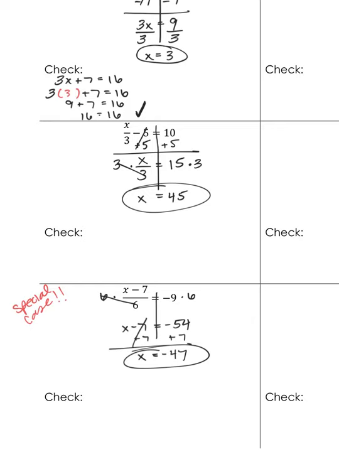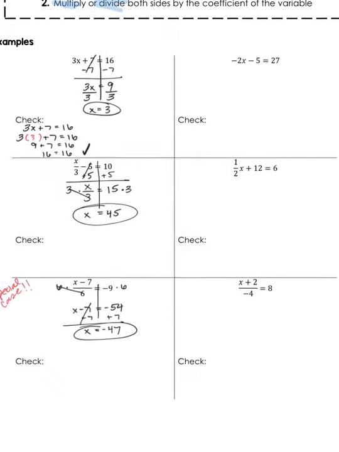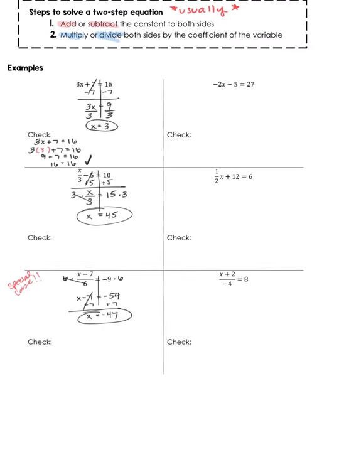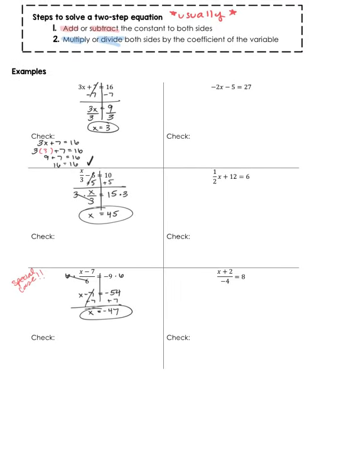Checking your work would be the same as before. I would substitute the negative 47 back in where x is, and make sure my equation is balanced on both sides. So I'm going to ask you to pause the video, try the next 3 problems, and then come back and check your answers.